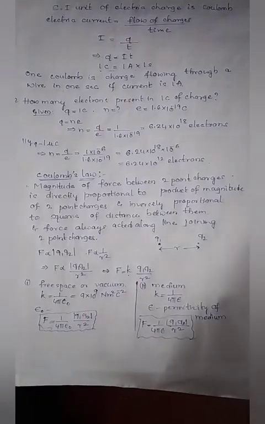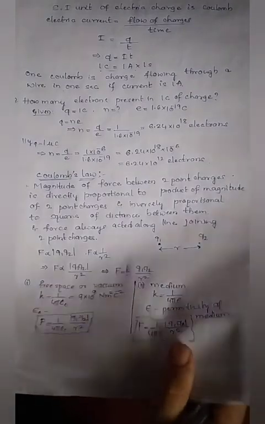Next, what are the limitations of Coulomb's law? Here there are two limitations for Coulomb's law. First one is that this law is applicable for only 2 point charges. And second limitation is that Coulomb's law is applicable when the distance between 2 point charges is greater than 10 raised to minus 15 meter.